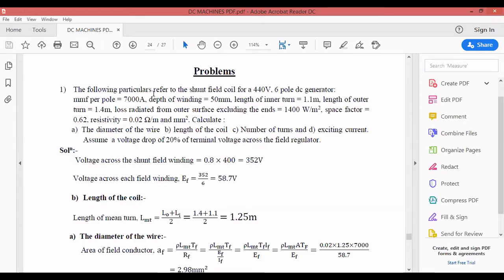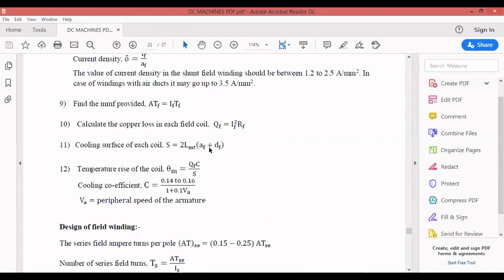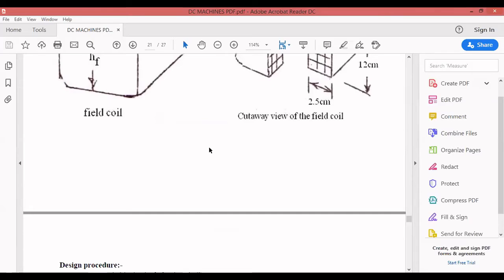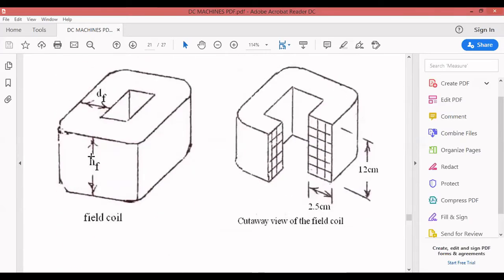The following particulars refer to a shunt field coil for a 440 volt, 6-pole DC generator. MMF per pole, nothing but ampere turns, is 7000 ampere. Depth of the winding, DF, is 50 mm. Length of the inner turn, LI, is 1.1 meter. Length of the outer turn, LO, is 1.4 meter. Loss radiated from the outer surface excluding the ends, means only from the outer surface. Because there is a heating effect due to your winding, only the loss radiated from the outer surface has to be taken. Don't consider the inner surface.